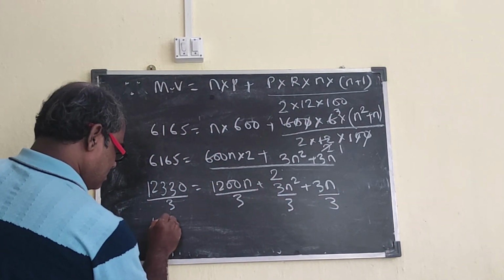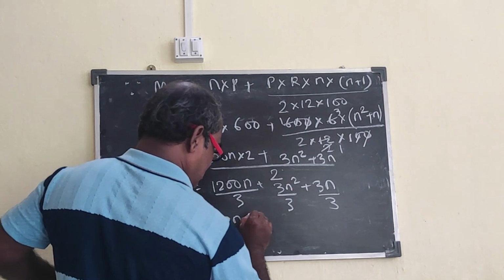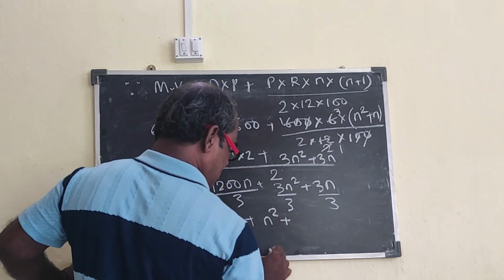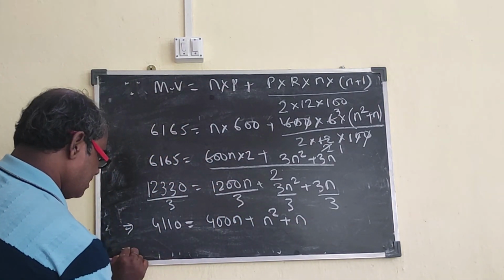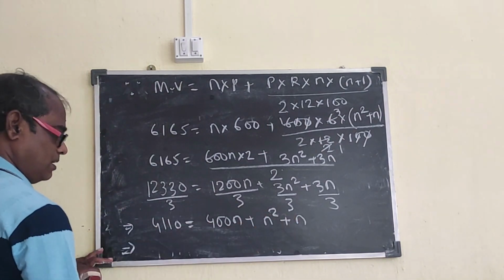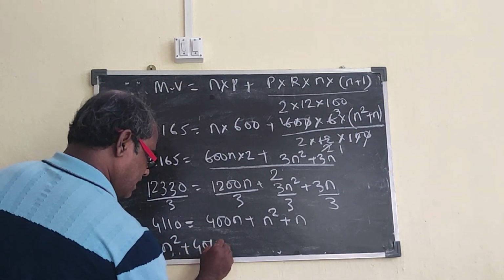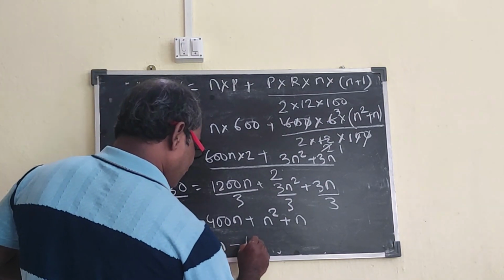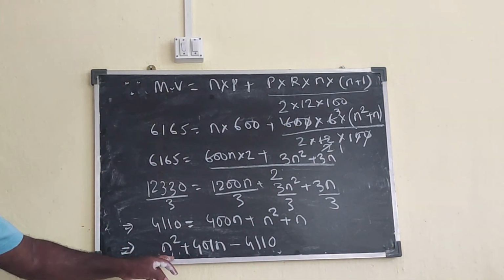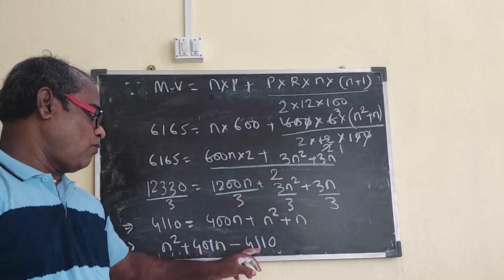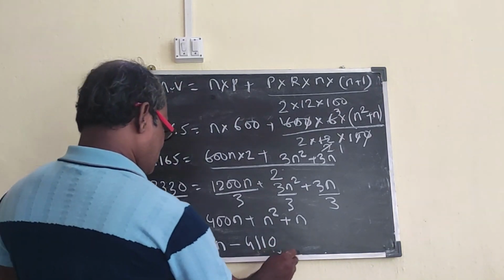We get, which implies, if we write it in proper way, we get n square plus 401n minus 4110. My dear, now finally we got this n square plus 401n minus 4110. Now from this you have to find it out, which is equals to 0.